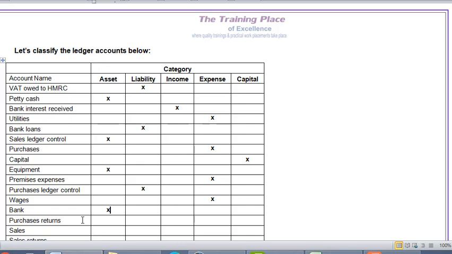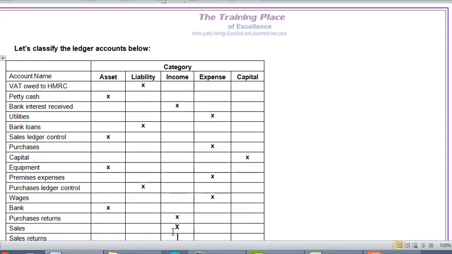Purchase returns is classed as income. When you purchase, it's an expense. If you return the item, it is classed as income. Sales is income. Sales returns then becomes an expense to you. It's a cost that you will incur if a customer returns an item. So it's classed as an expense.